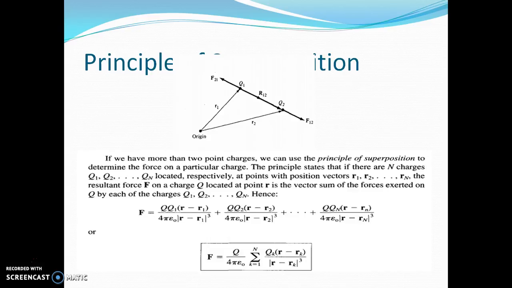Hence, we can write that F is equal to Q divided by 4 pi epsilon naught, sigma k is equal to 1 to N, Qk (R minus Rk) by magnitude of R minus Rk cubed.